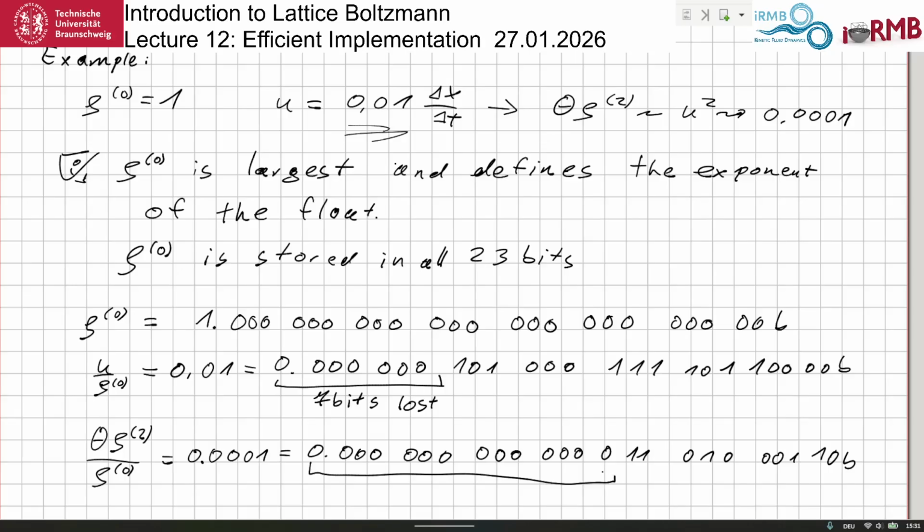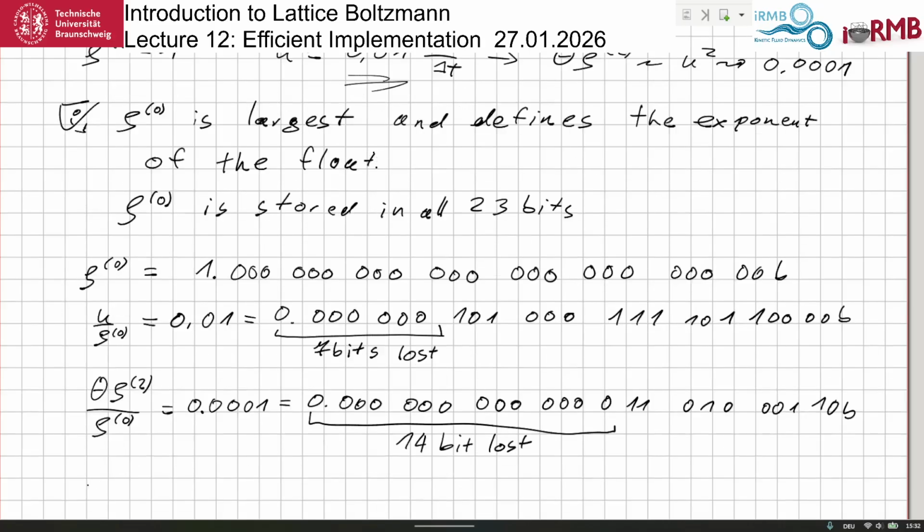So obviously, we lost 14 bits. And now this goes on. To the third order, we have, of course, 21 bits lost, 21 out of 23, which is kind of significant. 21 is a significant amount of 23. So in this example, of course, this is an example, and you can have smaller velocities, obviously.